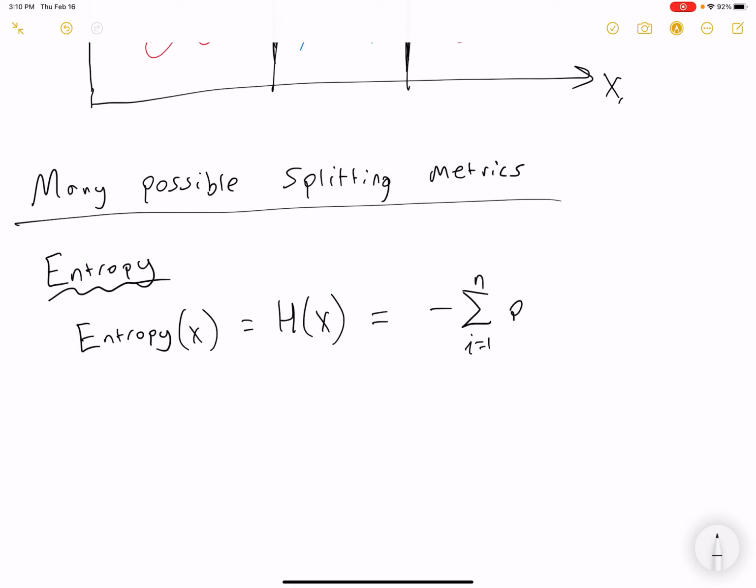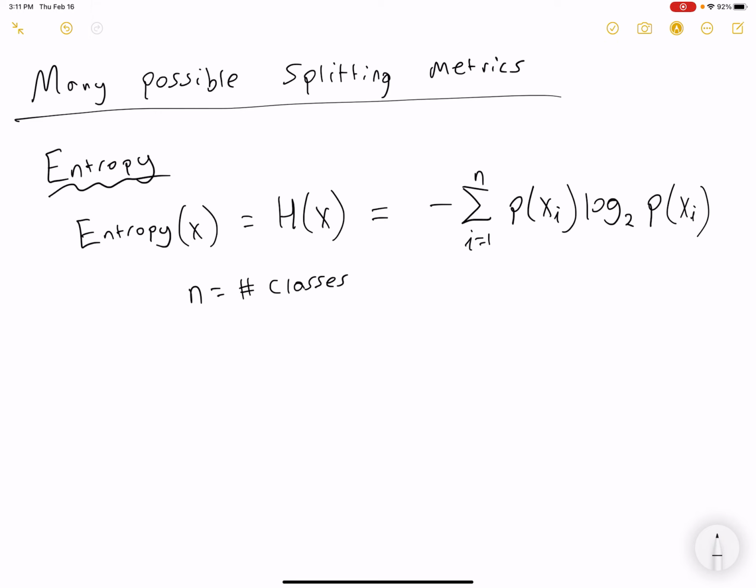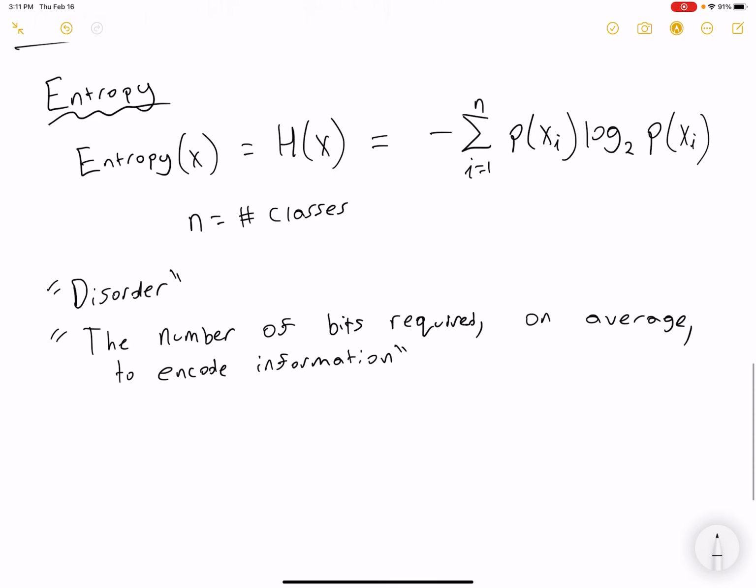And it's defined as the probability times log base 2 of the probability of a variable, where n equals the number of classes. And we're going to do an example where we work out entropy, because as usual, I think that's the easiest way to understand these formulae. But conceptually, you could think of entropy as the disorder, or the information theoretic interpretation, which is not super important, but it's the number of bits required on average to encode information. There are other interpretations, but those are roughly the interpretations.